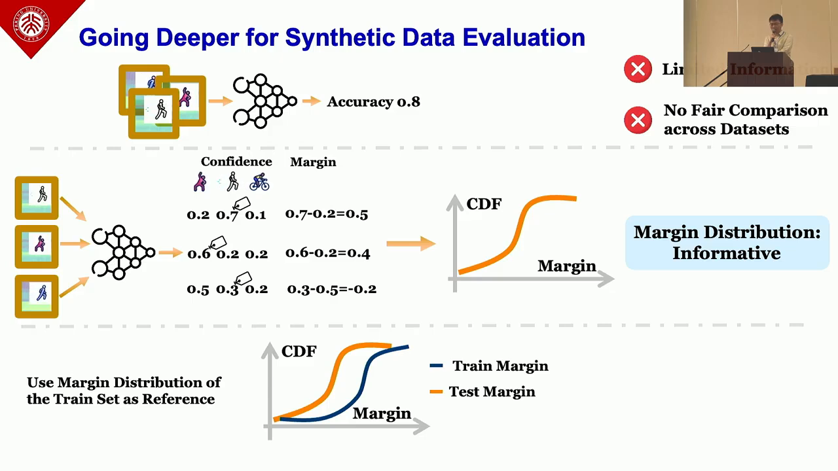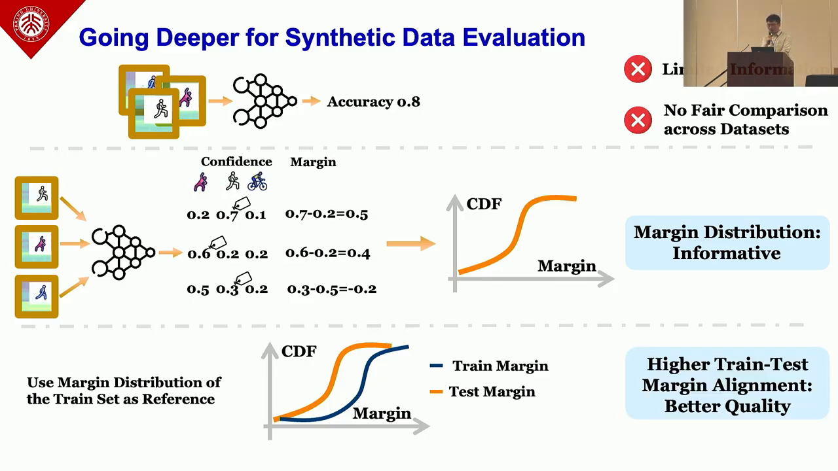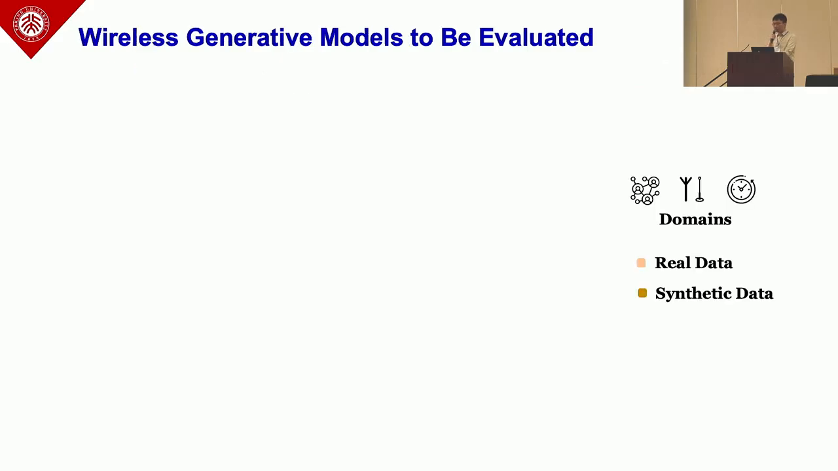For any data set, the best we can expect the model to perform is how it performs on the data it was trained on. Therefore, the margin distribution on the training set acts as the perfect reference, or a golden standard, for what is achievable on the specific data set. The quality of our synthetic data can then be measured by how closely the test set's margin distribution matches this ideal reference distribution. The closer the match, the better the synthetic data quality.